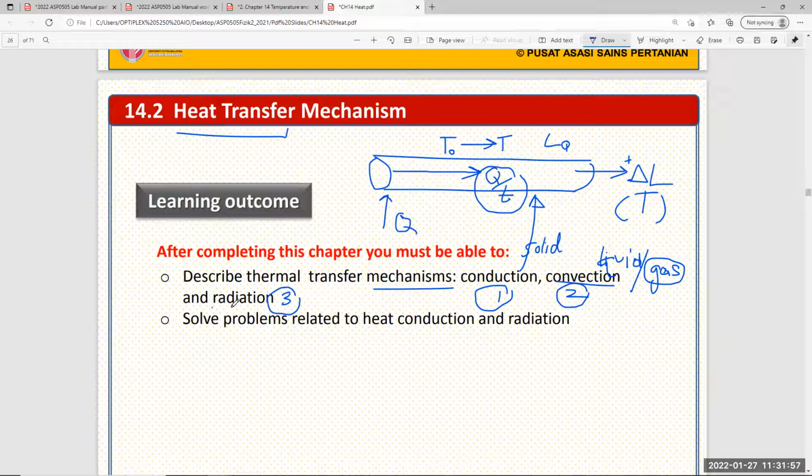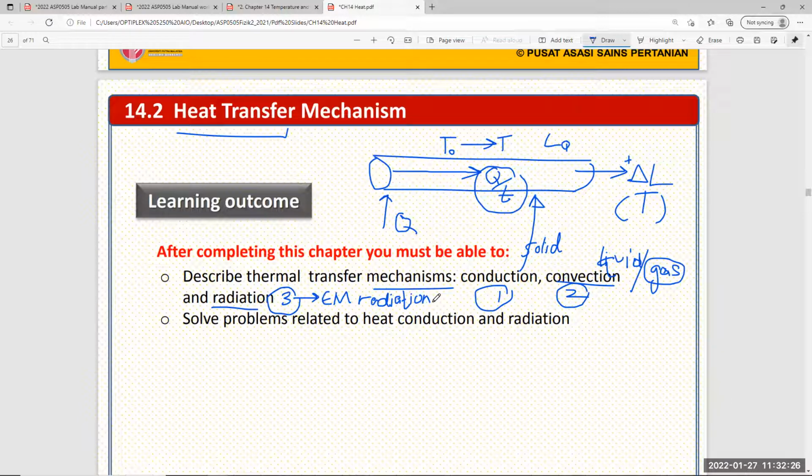Then finally we have the radiation case. Actually, this is a special case. Radiation can happen without a medium. This is special to electromagnetic radiation, EM radiation. So this is what I think we aim to complete in our discussion.